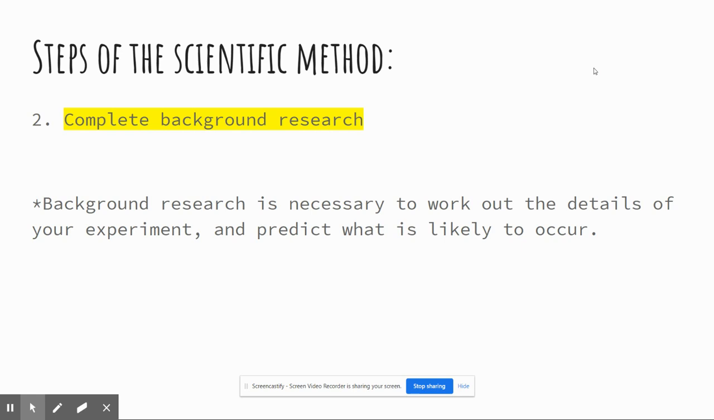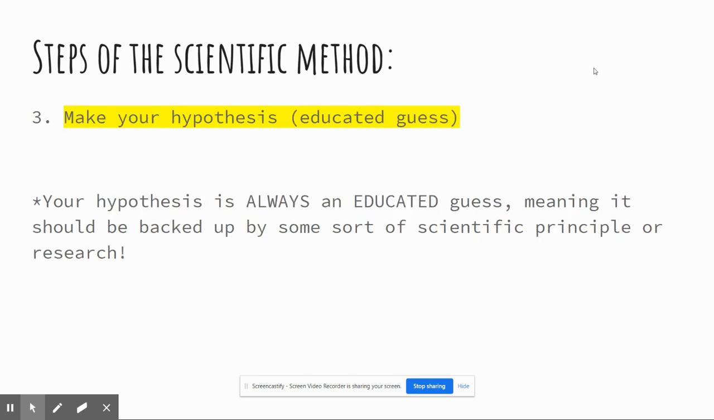After you have your question, you've done some research, you've figured out what your experiment is going to be. Now you need to make your hypothesis. A hypothesis is basically an educated guess, okay? Since it's an educated guess instead of just a guess, you have to back it up with something. Okay, you can't just say, I think this is going to happen. You say, I think this is going to happen because, and you give some sort of explanation or reasoning for why that is your guess.